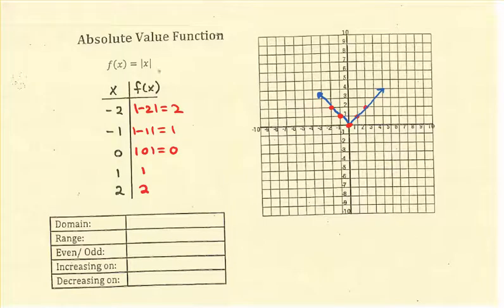The domain, if you look at the rule of the function, you can plug anything you want into the absolute value function. There's no opportunity to divide by 0, and there are no square roots, fourth roots, sixth roots, any of those types of radicals present here. So for that reason, the domain would be all real numbers. Looking at the graph, it is fully connected, and it extends outward horizontally indefinitely.